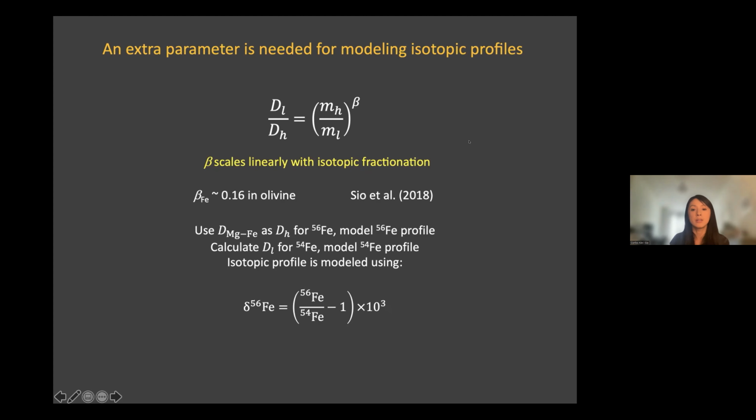So in diffusion experiments that I did in 2018, I determined that beta has a value of around 0.16 in olivine for iron.